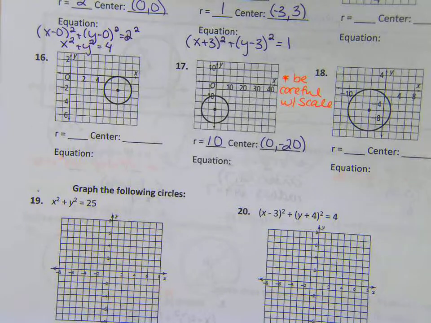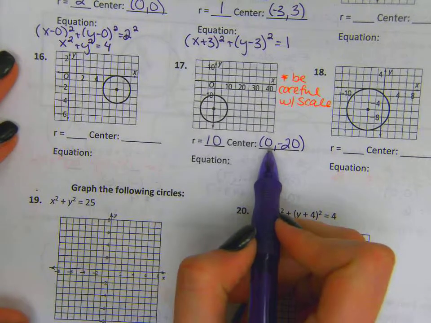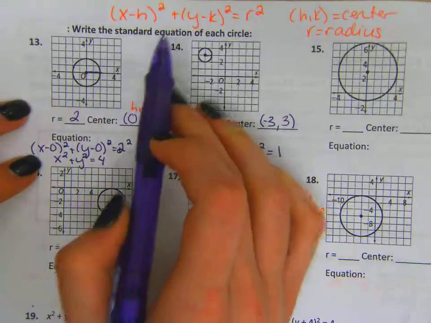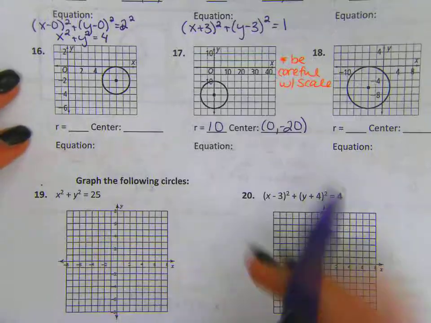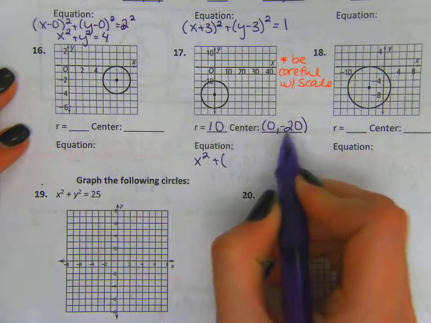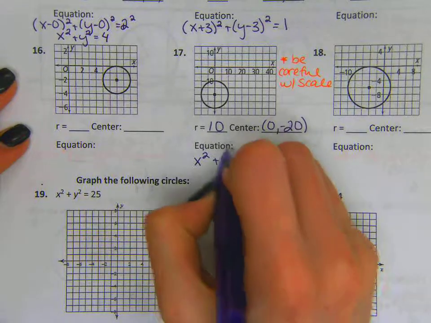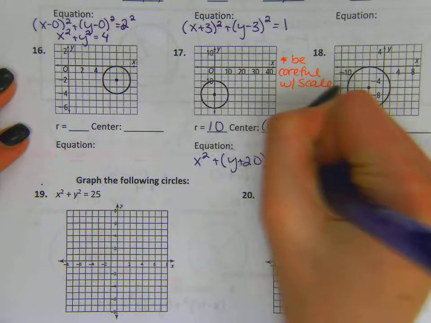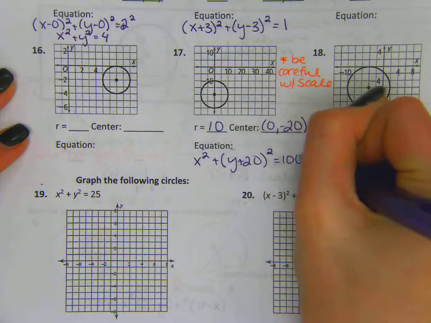So from here, we want to write the equation of our circle. So filling in everything exactly as it is into our standard equation, (x minus 0) squared, which is just x squared, plus (y minus negative 20), which becomes (y plus 20), squared, equals 10 squared, which is 100.